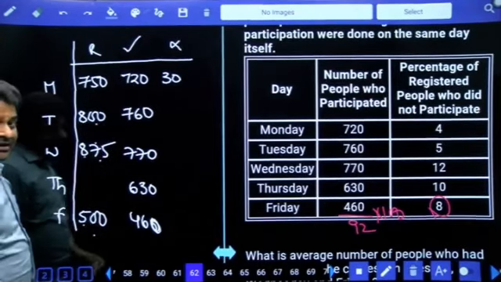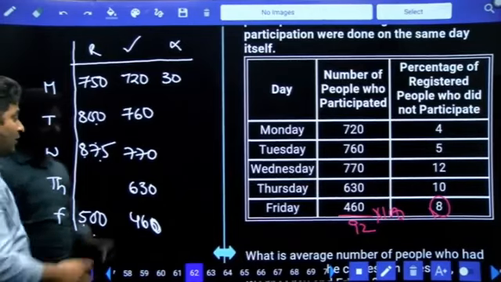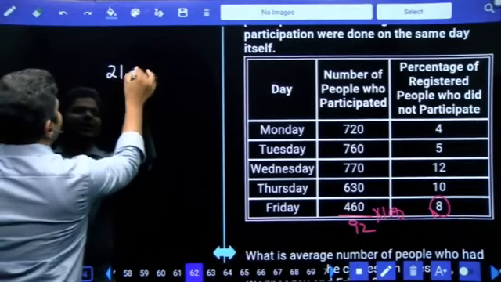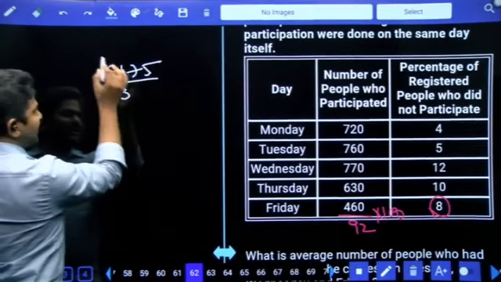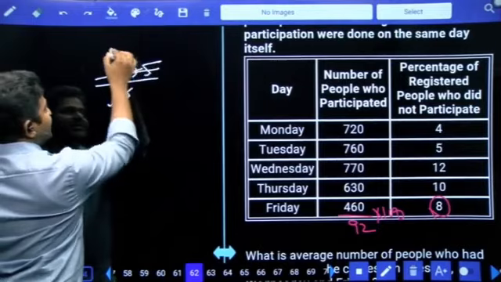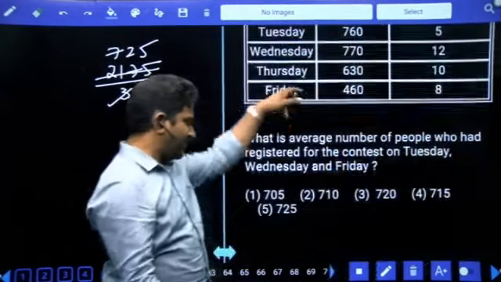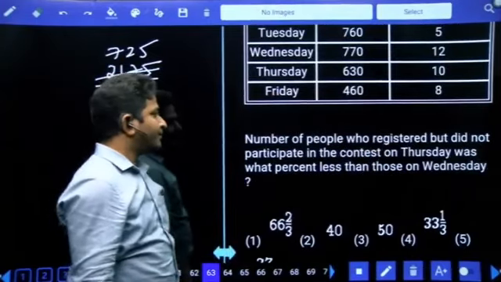Now you're asked to calculate the average on Tuesday, Wednesday, Friday. 800 plus 800 is 1600, plus 500, 2175. You're asked to calculate the average, that is equal to 2175 divided by 3. 3 7 times, 3 2 times, 5 times. 725 is our average, fifth option.